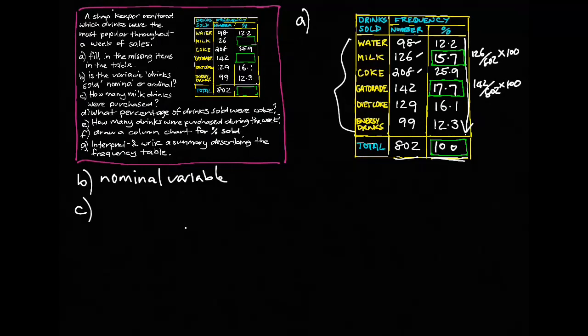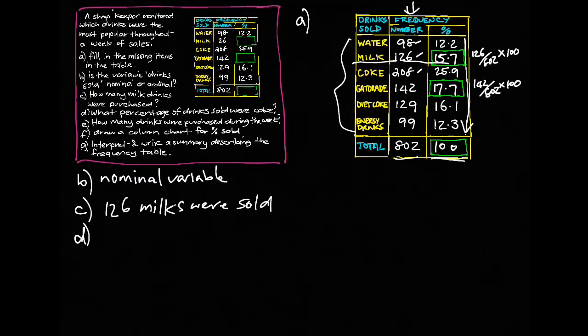Okay, part C, how many milk drinks were purchased? So we go ahead and we look at milk. Now they haven't said what frequency, they've said how many. So we look at the number column. 126 milks were sold.